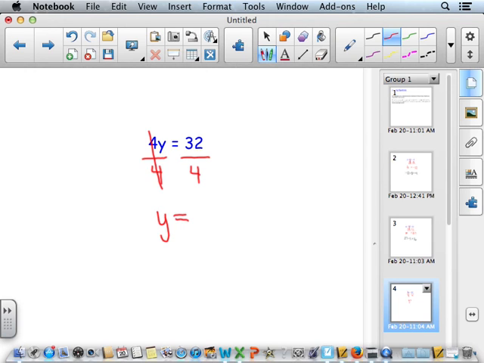Because 32 divided by 4 is 8, my solution is y equals 8. To check, I will plug 8 in for y. So I'll have 4 times 8, which does equal 32. So I know that my solution is correct.